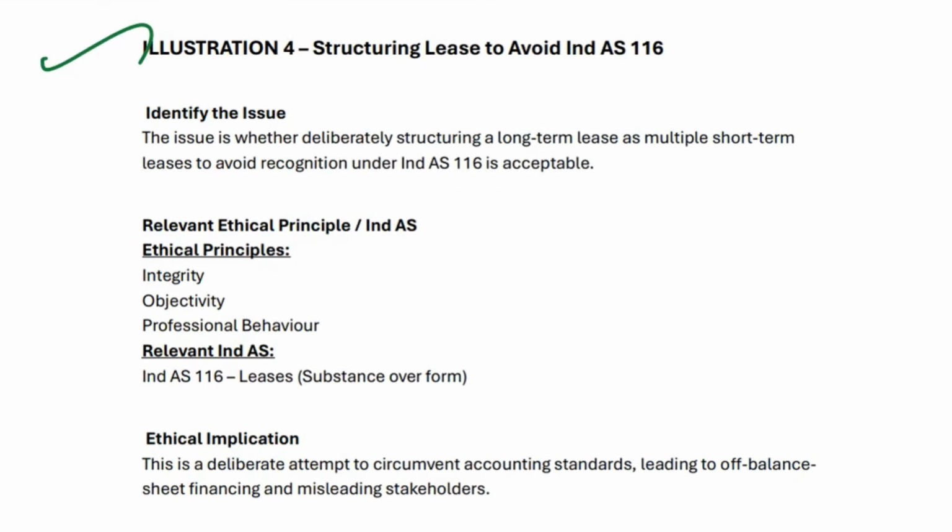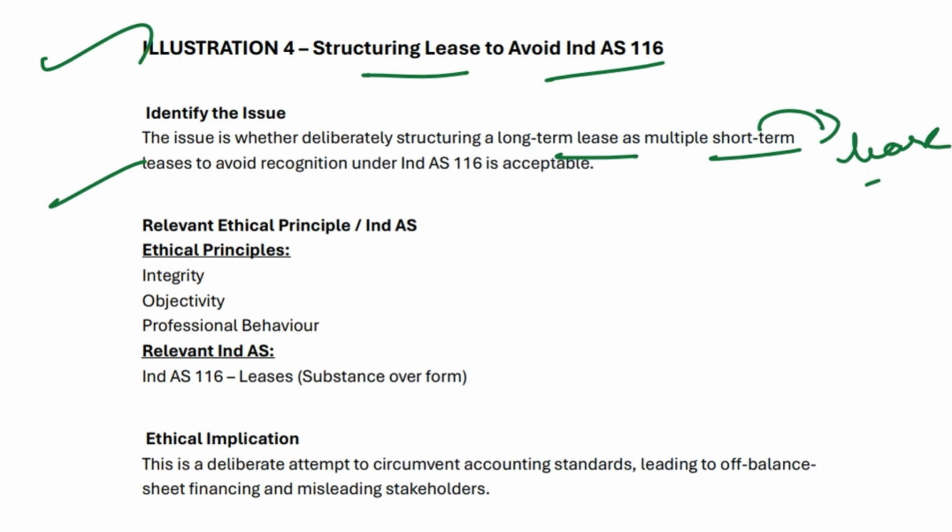Okay, next case study is structuring the lease to avoid the Ind AS 116 applicability, right? Now the issue is whether deliberately structuring the long-term lease as multiple short-term leases is acceptable. See, there is a short-term exemption in lease. So if you have studied the lease chapter, then you know there is a short-term exemption for lease. So what you are going to do is break the long-term lease term into short terms such that Ind AS 116 is not going to be applicable for them.